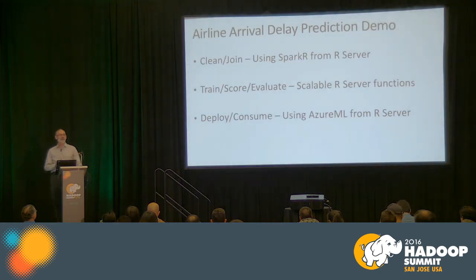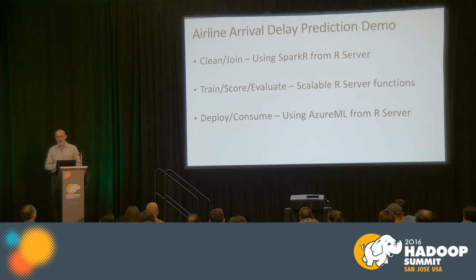This demo will have three parts to it, corresponding to those three stages I talked about in the previous slide. We'll have the cleaning and joining stage, and for that, we're going to use the SparkR functions provided by Spark running from our server. Then we're going to go into the second stage of creating the model. And that's going to be done using the scalable R Server functions, the ones that start with Rx, like RxLogit.